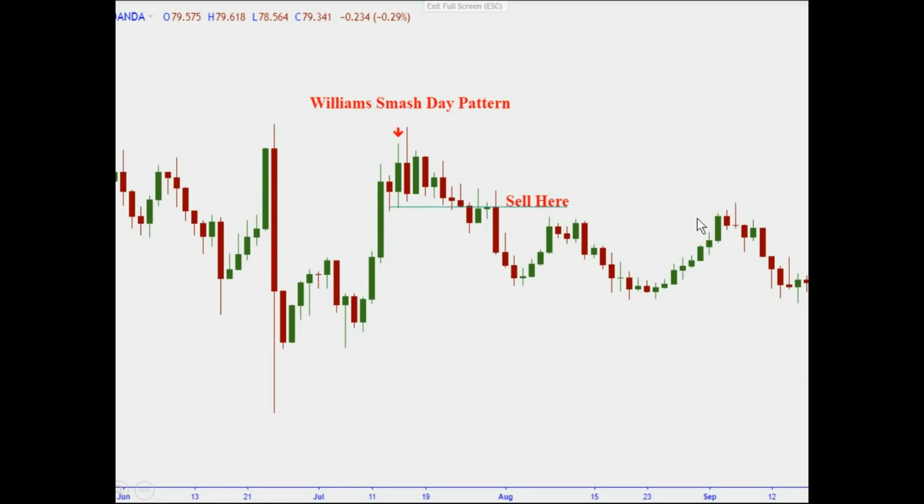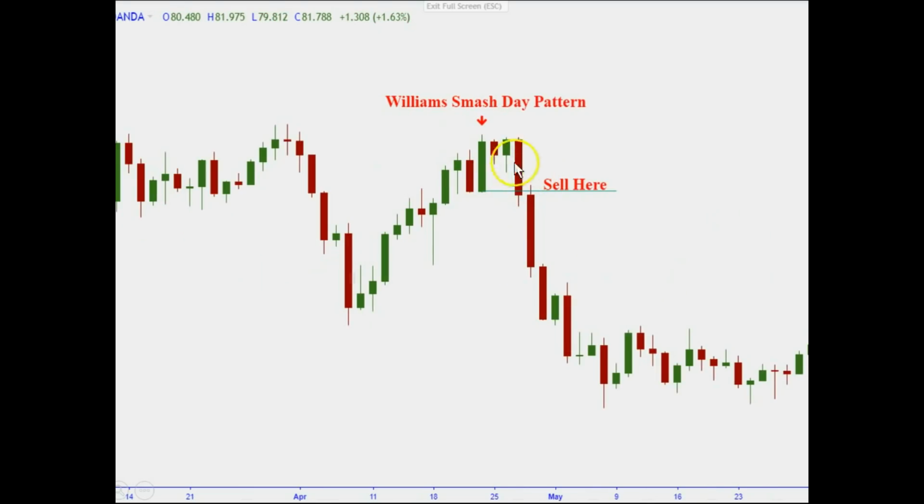Then also Williams has a technique that he uses, which is called the Williams Smash Day pattern. I'm not going to get into it much here, but here's your sell level. The pattern developed right here, and then you had a sell here, and it was a good trade. The same thing here, Williams Smash Day pattern, sell here, nice Smash Day pattern, and the market dropped to the downside. So those are good things that you can use with the Williams %R, or just basically with your trading.